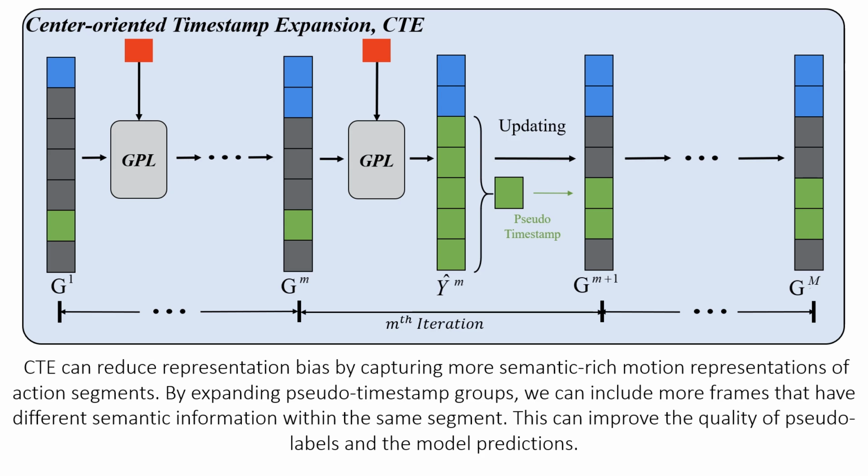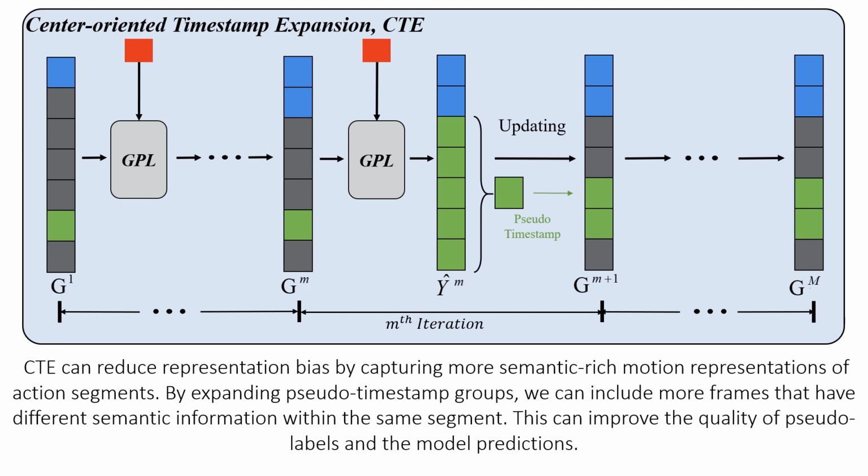The process of CTE module is shown in this figure. Given the output features of the final decoder and the current timestamp groups, we estimate the boundaries of pseudo labels. Then we choose the center frame of each segment in the pseudo labels as pseudo timestamps, and update the timestamp groups. We repeat this process for several iterations to progressively expand pseudo timestamp groups. Finally, we refine the model with pseudo labels and the segment confidence loss.